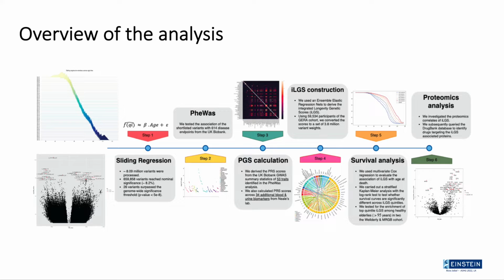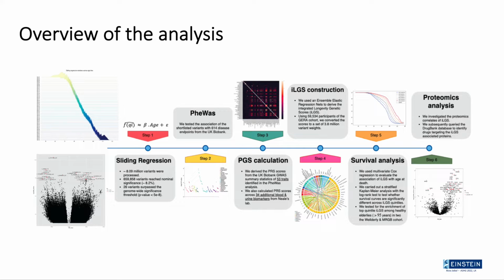So here is the snapshot of our analysis. We started with tracking allele frequency changes across different age bins, a method we colloquially named sliding regression. From there, we derived loci with significant frequency change. Next, we tested the association of our shortlisted variants with 614 disease endpoints in the UK Biobank. Our shortlisted variants were significantly associated with 53 traits. We derived PRS scores of these 53 traits across all unrelated individuals in our cohort.